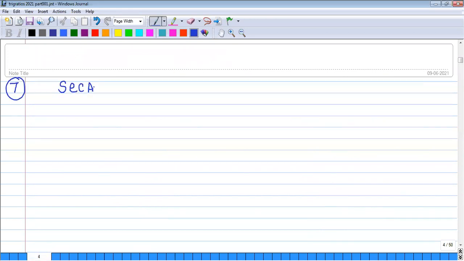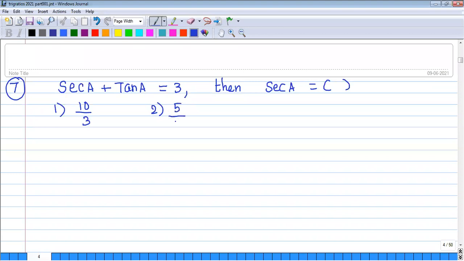Sec A plus tan A equals 3. Then sec A is equal to. This is the question. First one is 10 upon 3. Second one is 5 upon 3. Third one is 2 upon 3. Fourth one is 4 upon 3. Can you try this question?